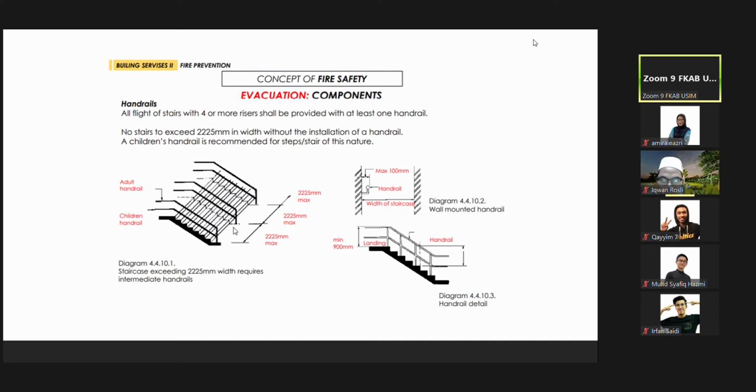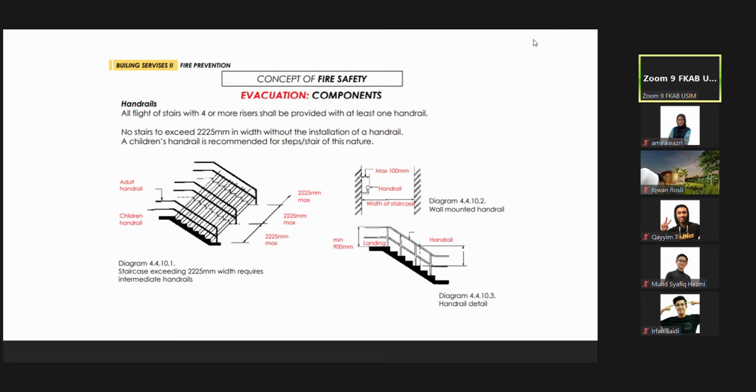Let's say, if you have a double for public, let's say your library, National Library, or shopping complex, you may see that the width of the staircase has to be clear. 2225 mm maximum. Okay, remember this. And also, where you want to design the handrail has to be minimum 900 mm here.